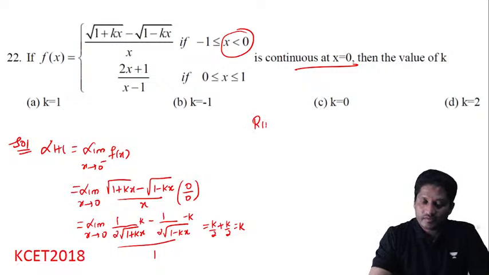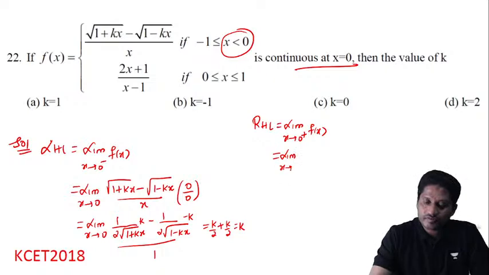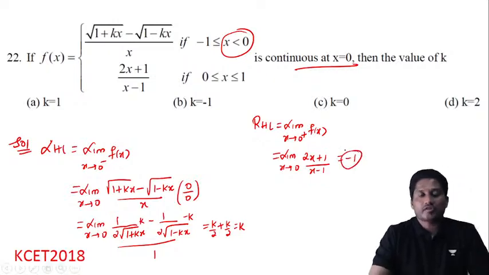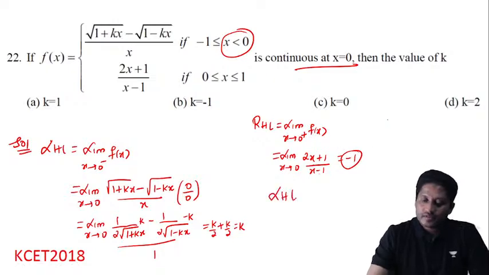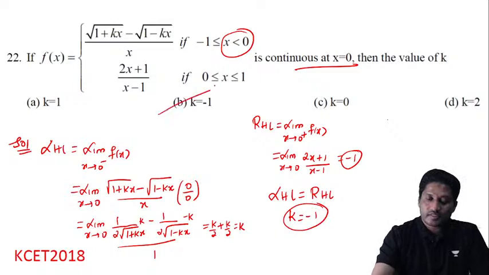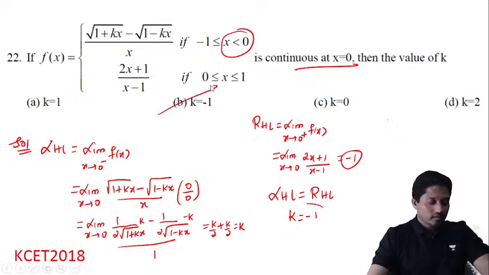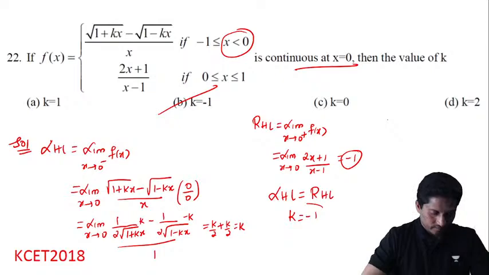Right hand limit is equal to limit x tending to 0 plus f(x). Okay, now this is equal to limit x tending to 0 of 2x plus 1 by x minus 1. Directly putting 0 means you get minus 1. So it's already continuous, right? Therefore, left hand limit is equal to right hand limit. Left hand limit is k, right hand limit is minus 1. Value of k is minus 1. So it's option B. Right? Let's move to the next question.